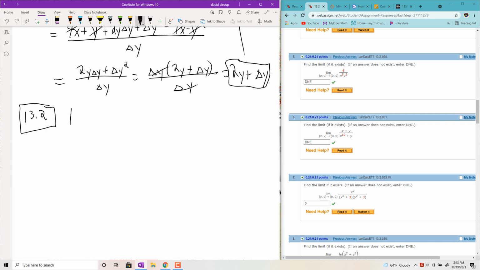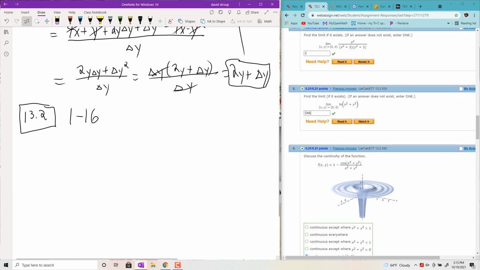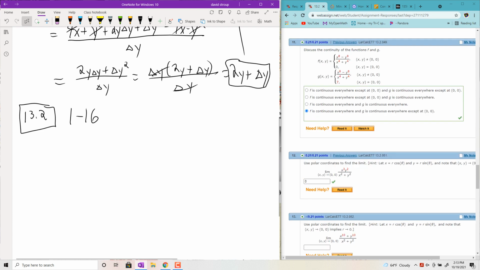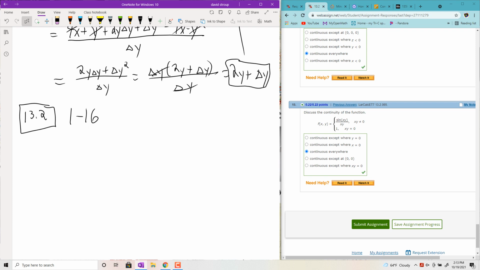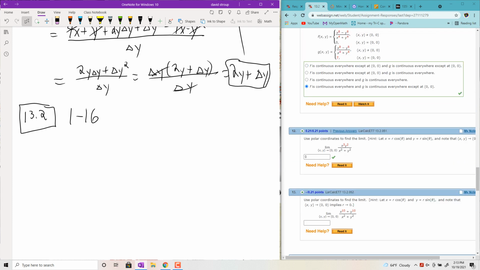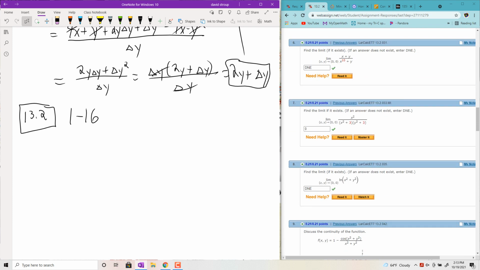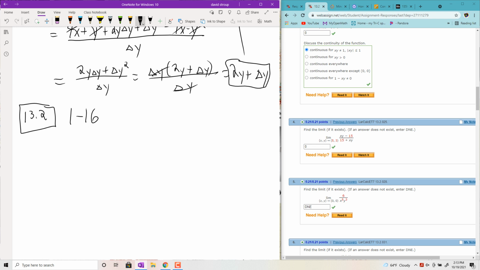So for 13.2, problems like 1 to 16, I'll avoid those issues with continuity, like these later ones where we had issues of continuity of piecewise functions, I'll avoid those, but anything else is fair game. Anyways, let's look at number 6 and see what we have. We have the limit as x, y goes to 0, 0 of x plus y all over x to the 10th plus y.